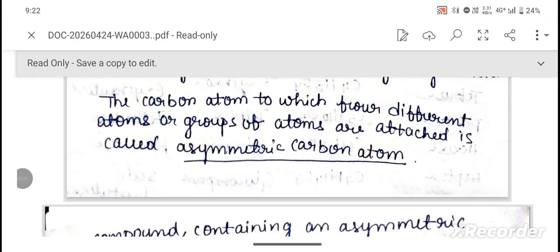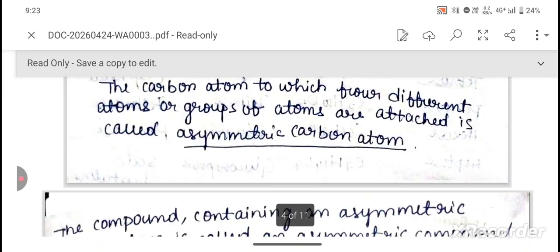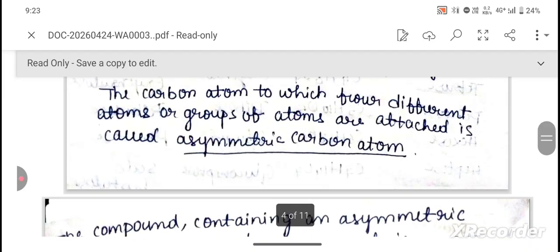Hello everyone. In this lecture we are going to discuss carbohydrate classification. In the last lecture we saw the introduction to carbohydrates and outline classification, and also monosaccharides classification and trioses. So this is lecture 2 of carbohydrates.